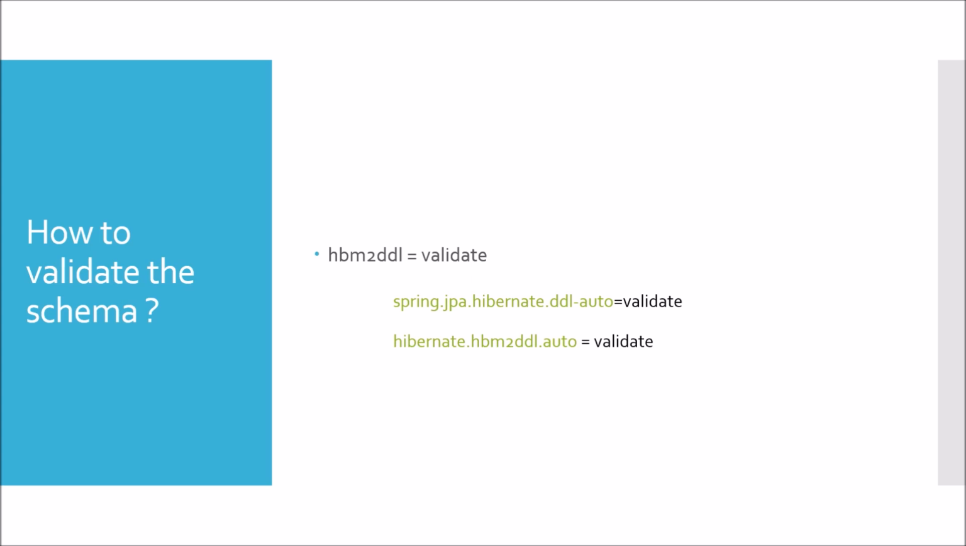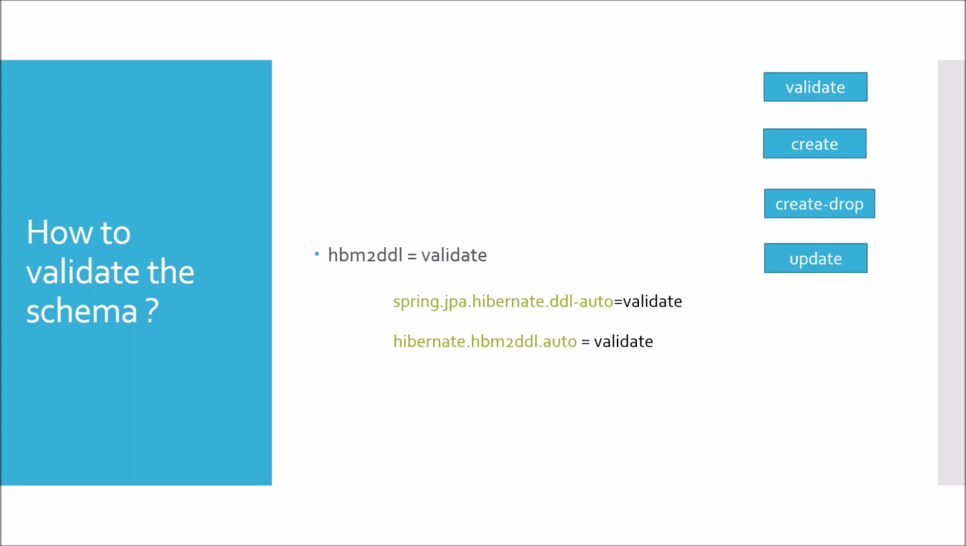Apart from validate, there are other values of hbm2ddl also, and these are validate, create, drop, update, none, create-only, and drop. And out of these values, the most common that I have seen asked in interview are validate and create-drop. Moving to next question.